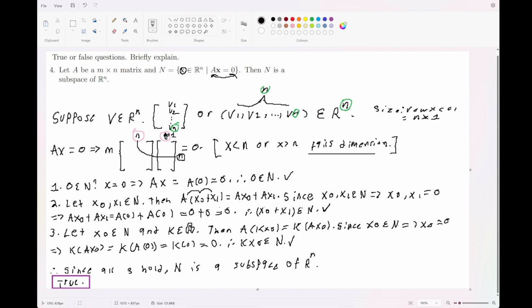Since x naught is an element of N, A x naught has to be equal to 0 by this, which implies that k A x naught is equal to k times 0, which is equal to 0. So once again, we get k x naught as an element of N. So all three hold, so it is a subspace of Rn. Glad I caught this thing right here, because I wasn't paying attention. Okay.